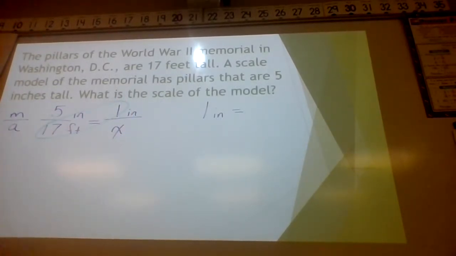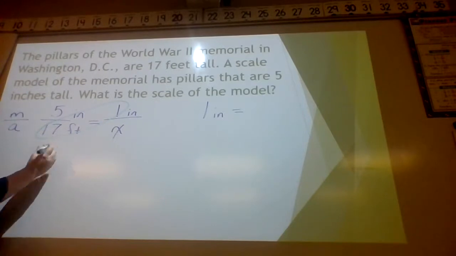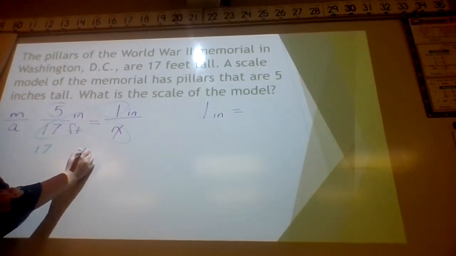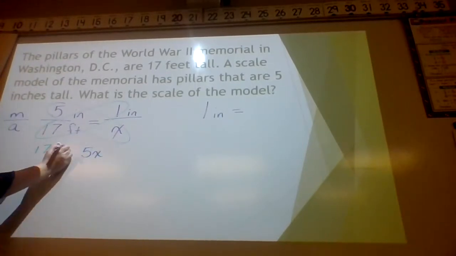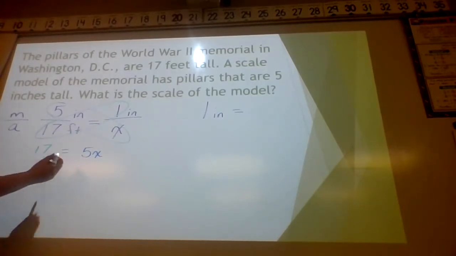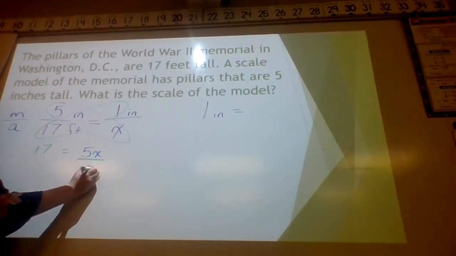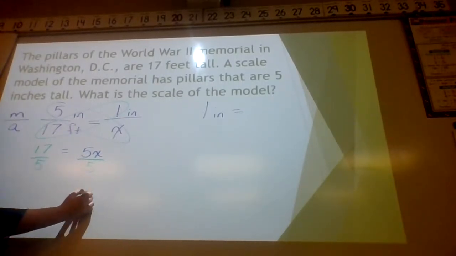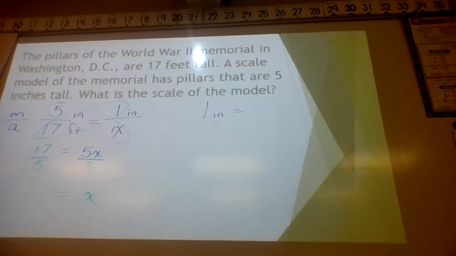What is 17 times 1? 17. What is 5 times x? 5x. And they are equal. What do we do now? Divide by 5. Why divide by 5? Because you want to get rid of the 5, so it's only x. What's 5 divided by 5? 1. x equals 3.4.